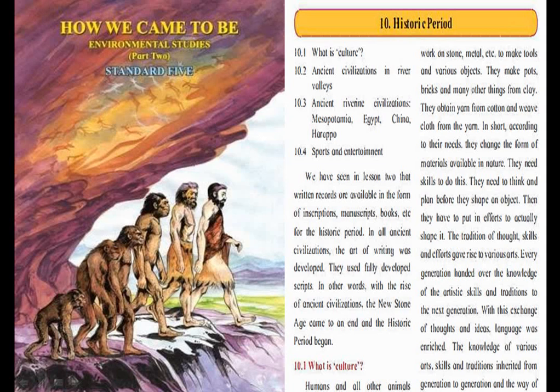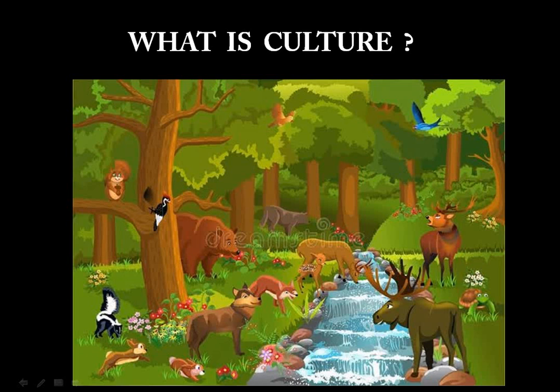Our first topic is what is culture and how it came into existence. Humans and all other animals are dependent on their environment and nature for satisfying their needs. What are their needs? Food, shelter. So for their needs, the humans and animals are dependent on the environment. For example, bears live in caves and monkeys live on trees. But humans build houses. It means that we humans change the natural character of our surroundings to some extent.